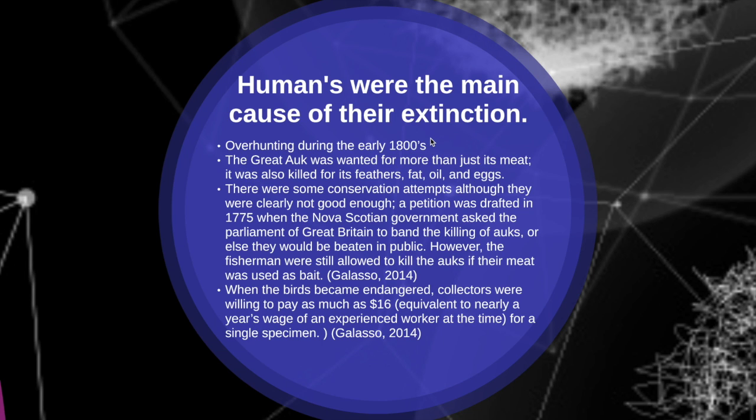A petition was drafted in 1775 when the Nova Scotian government asked the Parliament of Great Britain to ban the killing of auks, or else they would be beaten in public. However, the fishermen were still allowed to kill the auks if their meat was used as bait. They were so overspecialized that when the birds became endangered, collectors were willing to pay as much as $16, which is equivalent to nearly a year's wage of an experienced worker at the time, for one single specimen.